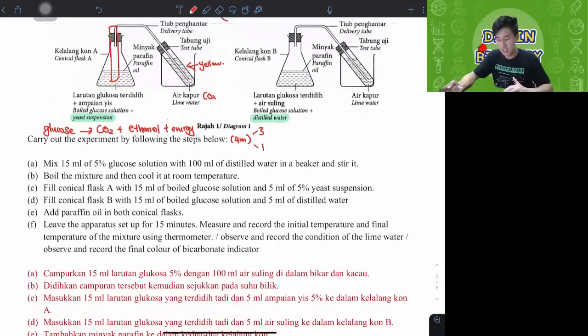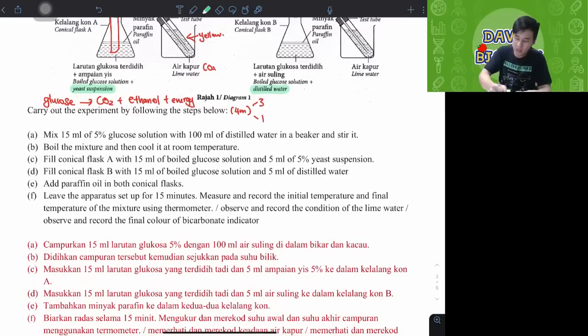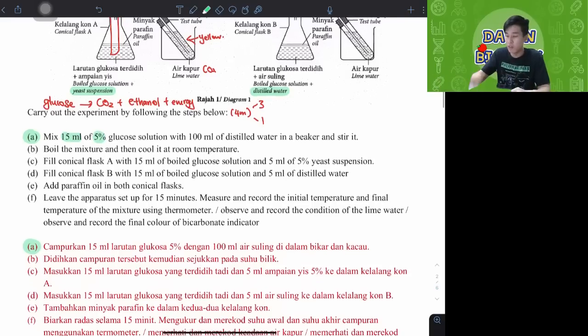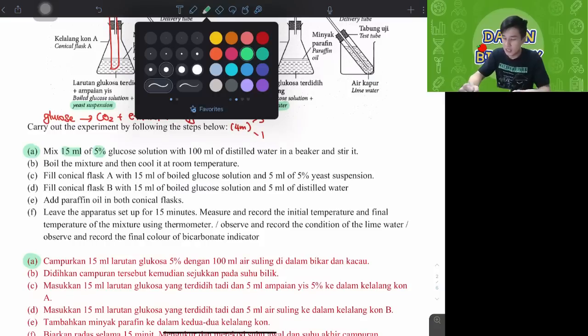So actually in this procedure over here, now let me tell you where the marks come from. You can see the first one is actually the constant variable. Boleh ubah dimalarkan. So the volume of glucose, or you can say the concentration of glucose. So for both, I will put the same amount of glucose. I mix with 100 ml of distilled water. Now you can also say this, distilled water volume.